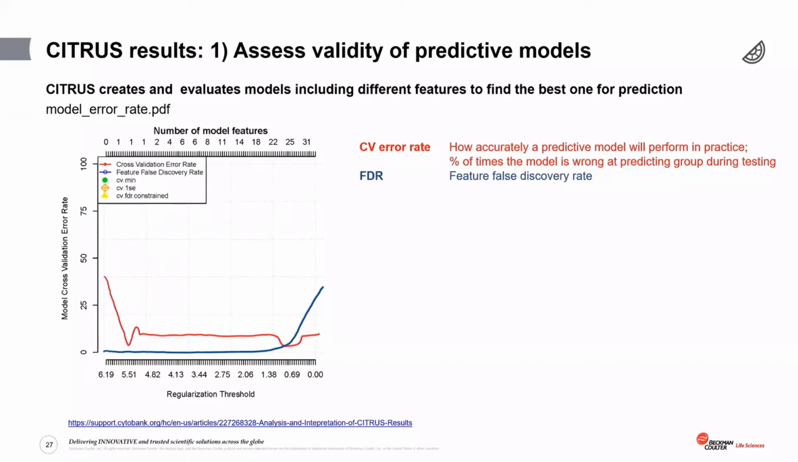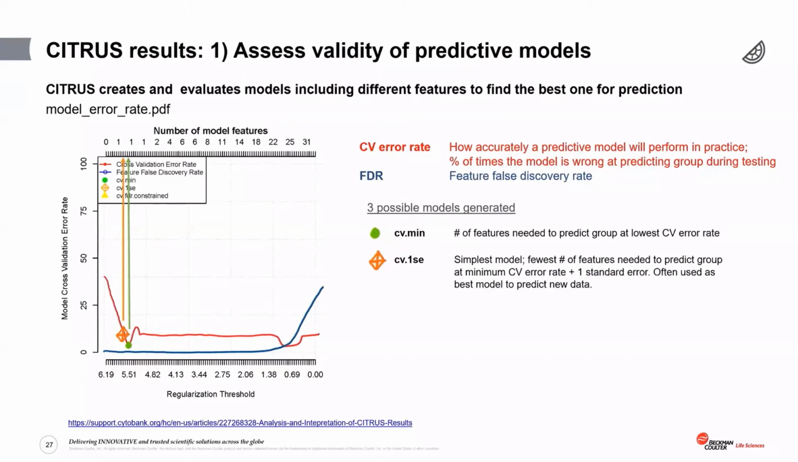So up to 3 different models are built along this continuum. The model called CV-min is the model that has the lowest cross-validation error rate. The CV1SE model is the model with the fewest number of features at the lowest cross-validation error rate plus 1 standard error. This is often considered to be the best model to predict new data. The third model is the CV-FDR constrained model, which has the highest number of features while still staying below the false discovery rate.